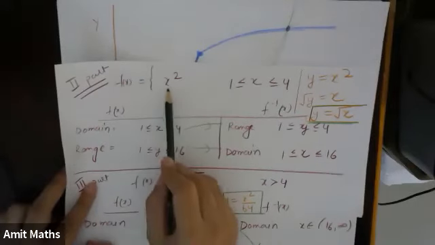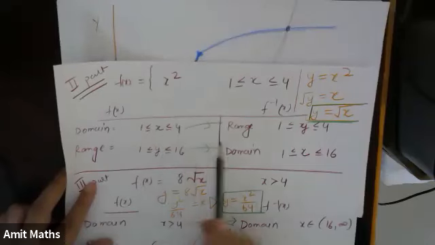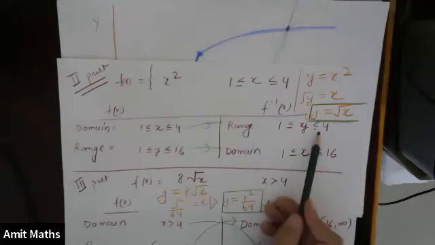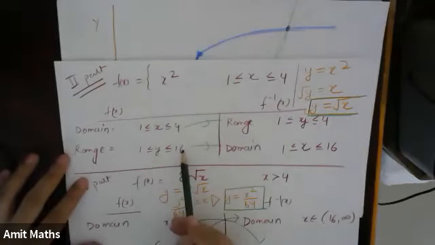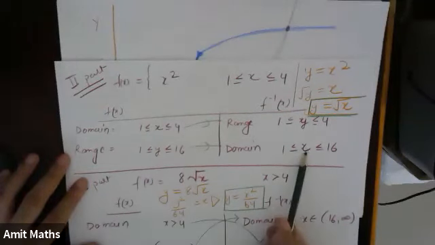Second part. For the second part, this was x square. For x square, the domain was given x greater than 1 and less than or equal to 4. So this will become the range. So y will be greater than or equal to 1 and less than or equal to 4. Domain will become range. The range was from 1 to 16 because when I substitute 4, it will be 16. So now the domain will become 1 to 16.